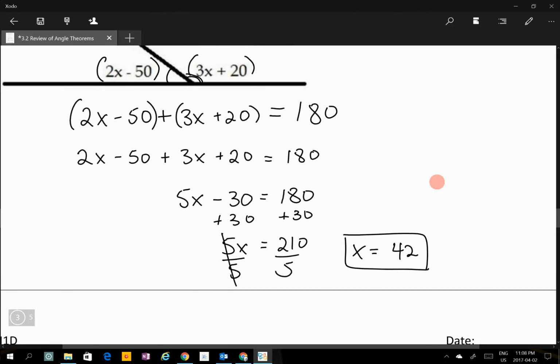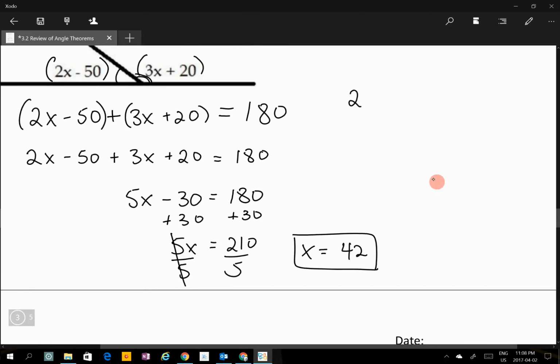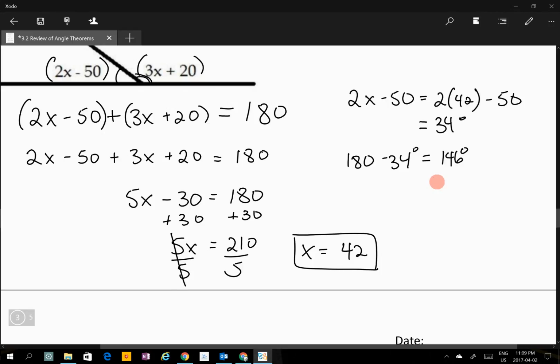So if I'm asked to find the angles, then I just take 2x minus 50, which would be 2 times 42 minus 50, and that equals 34 degrees, and that means the other angle is going to be 180 minus 34, 146 degrees. Okay, so you can also use equations to help you find an unknown x.